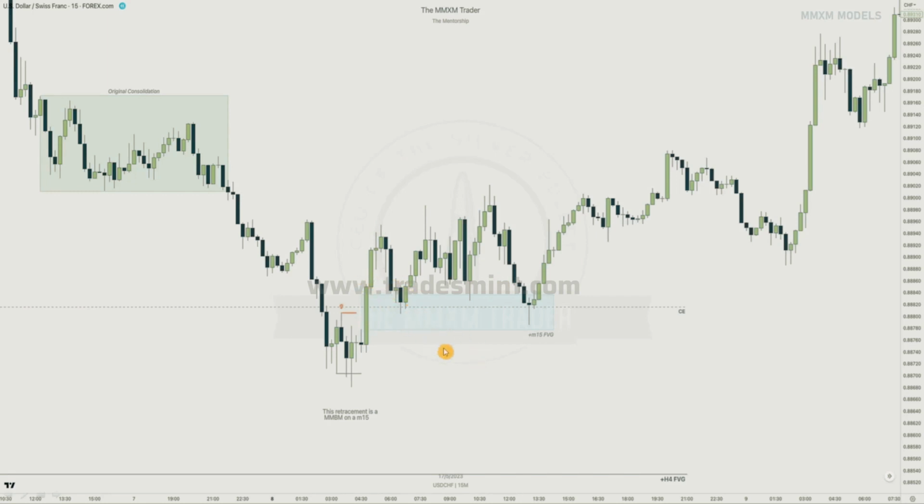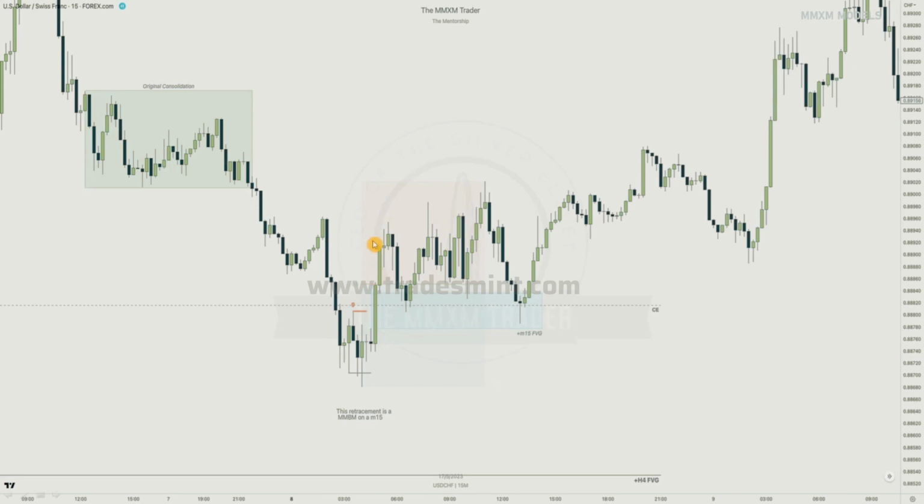15-minute fair value gap. Right? And then draw out your premium and discount level from this low. We liquidate this low, the dealing range low. We take out this buy side liquidity. That high over here is our dealing range high. So we have our premium levels and our discount levels.